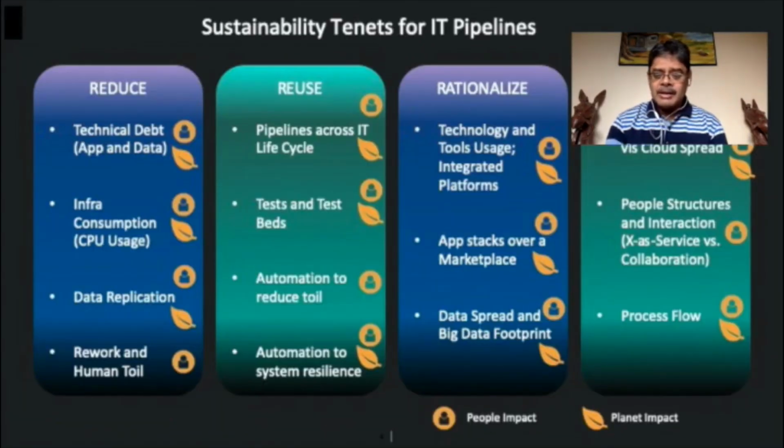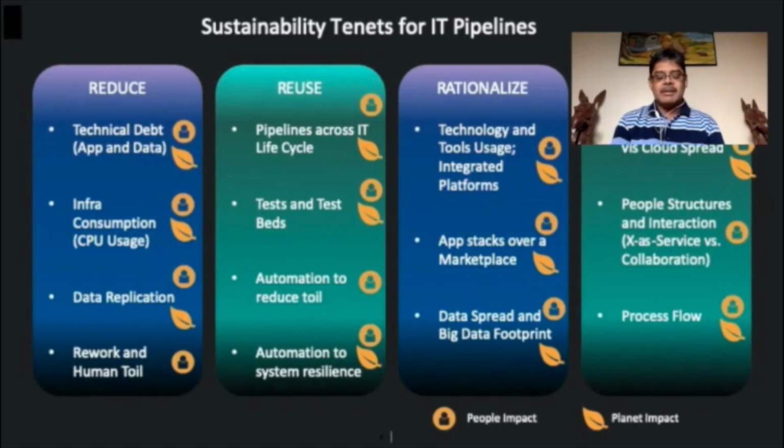Now, how do we define IT sustainability? That's an important question. When we define IT sustainability in terms of DevOps and SRE, we look at four pillars of how we achieve that. The first is reduce, second, reuse, third, rationalize, and the fourth is optimize. If we look at these four sustainability tenets and how we align with the UN sustainability goals, and if we drive at these, it becomes quite imperative that we are able to achieve a certain state of sustainability and a certain state of alignment with those goals.